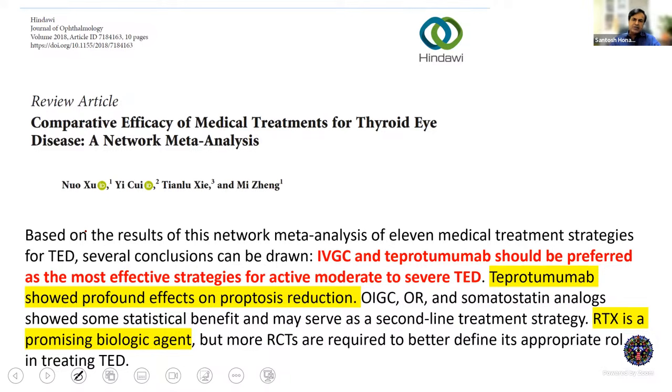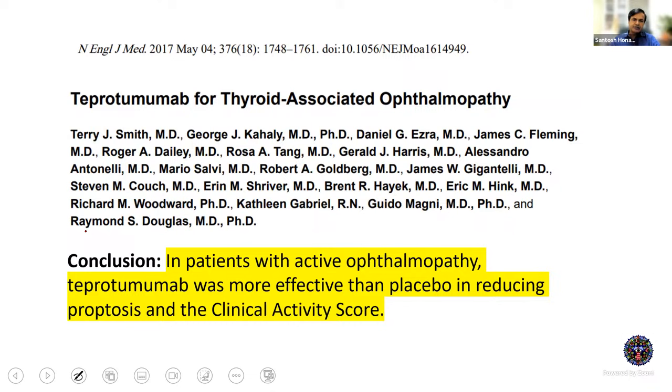Teprotumumab is the recent drug. As I said, it's FDA approved. The beauty of teprotumumab is that it has the most pronounced activity on exophthalmos so far. Of all the known drugs that are used for medical management, teprotumumab is the most effective in terms of reduction in proptosis. So with teprotumumab in place, the need for you to do decompression for exophthalmos would reduce much, because it is the most efficacious against exophthalmos of all medications. So your need for surgery will reduce further if you have teprotumumab in your armamentarium.